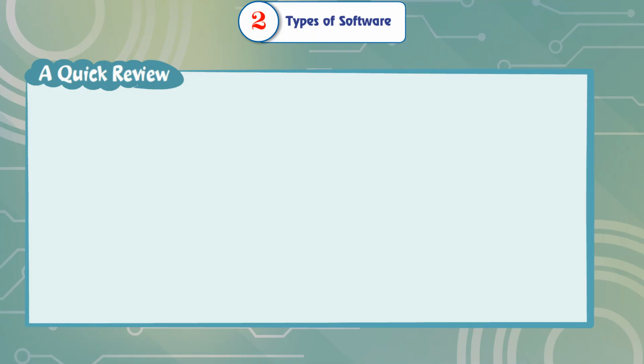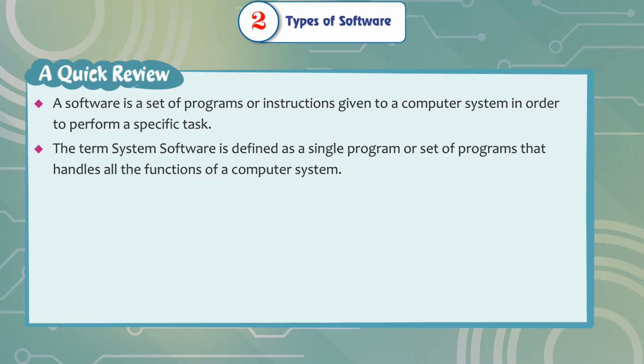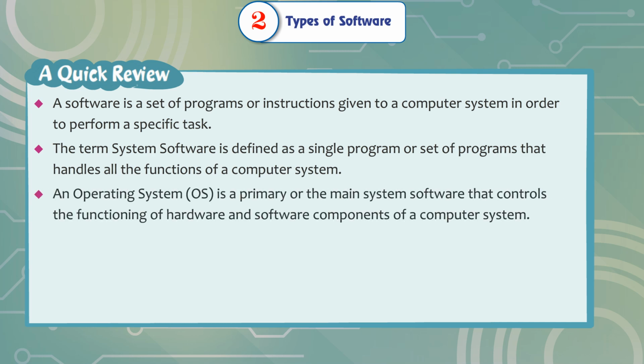A quick review. A software is a set of programs or instructions given to a computer system in order to perform a specific task. The term system software is defined as a single program or set of programs that handles all the functions of a computer system. An operating system, OS, is a primary or the main system software that controls the functioning of hardware and software components of a computer system.